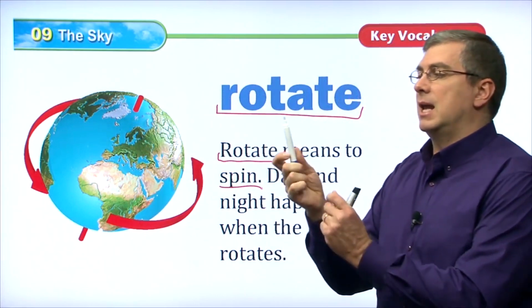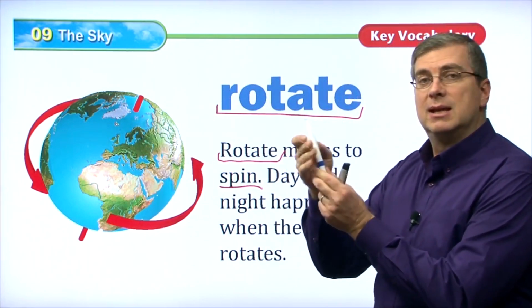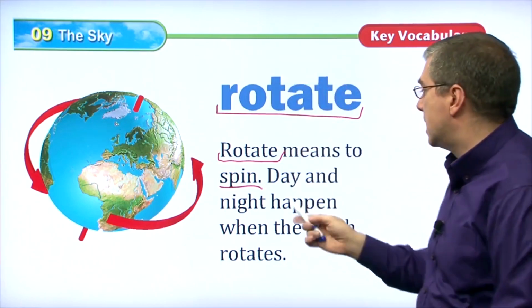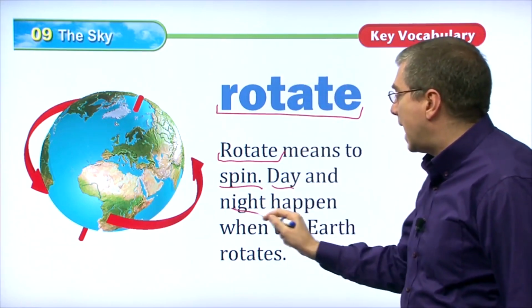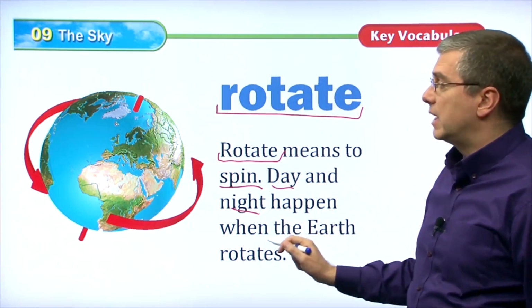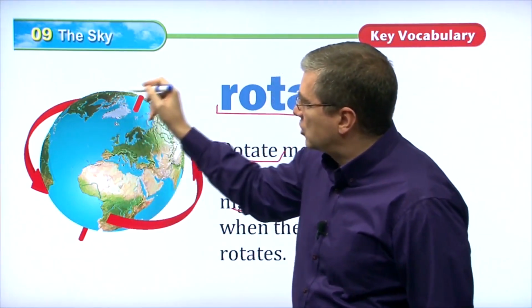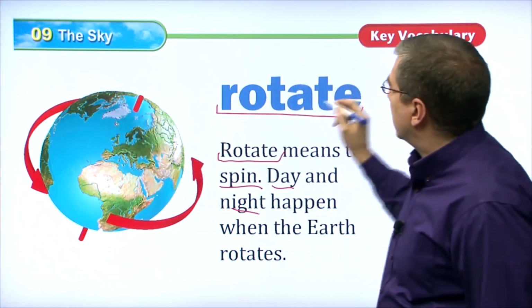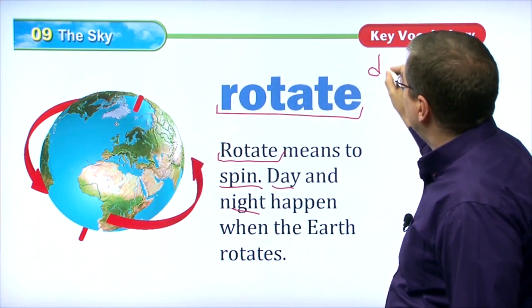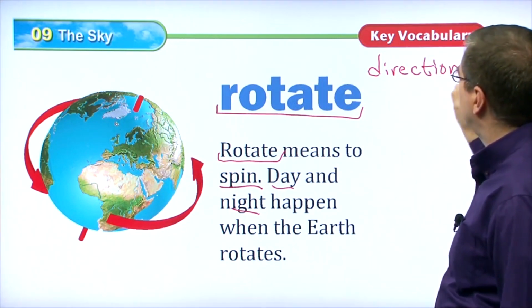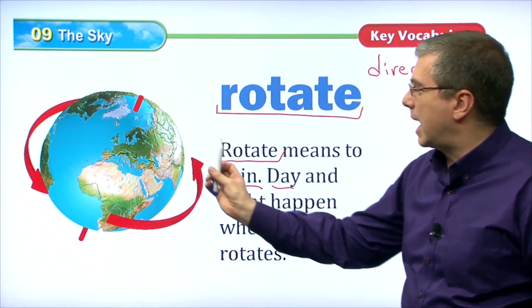If I take this pen and I turn it like this, I am spinning the pen. Day and night happen when the Earth rotates. We'll take a look at that. But let me teach you something here. Do you see this direction here? The Earth is rotating. So when we say rotate, what direction does the Earth rotate? It's important to take a look at.